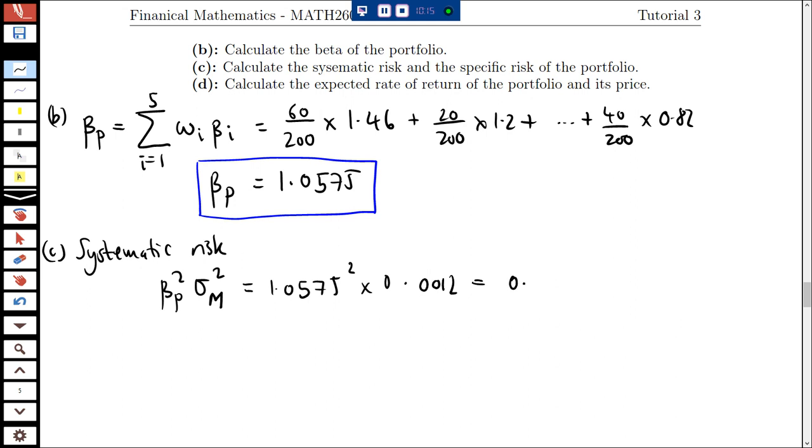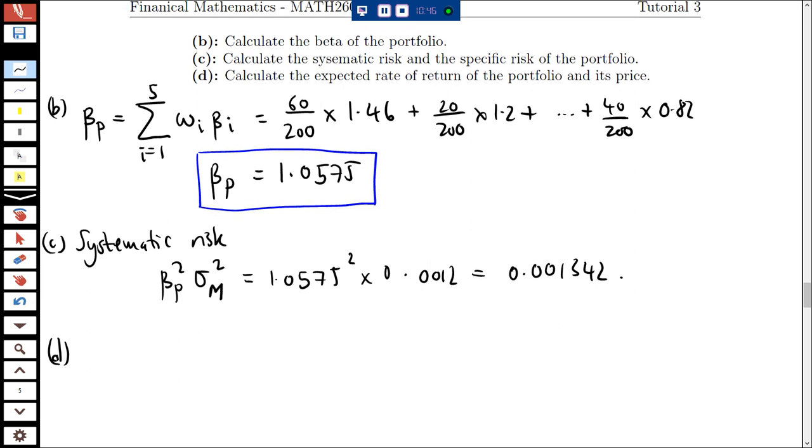which I make as 0.001342. There you go. Okay, that completes the systematic risk. Part D. Calculate the expected rate of return of the portfolio and its price.